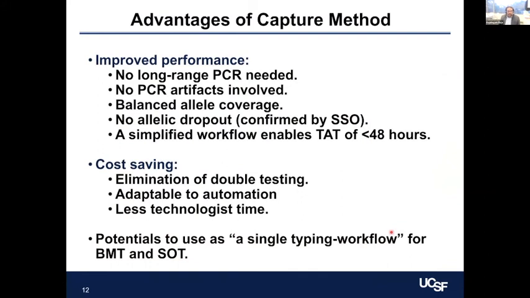So it has a lot of advantages: no long range PCR needed, which means no artifact involved. Its allele coverage is great. We never found any allelic dropouts. We did over 2,000 DNA tests with simultaneous methods using SSO as well as NGS. With the capture NGS, we never found any dropout. So bottom line is great. Putting BMT and solid organ work on the same workflow will save a lot of time and cost, and we can also report within 2 days. That's going to be great.